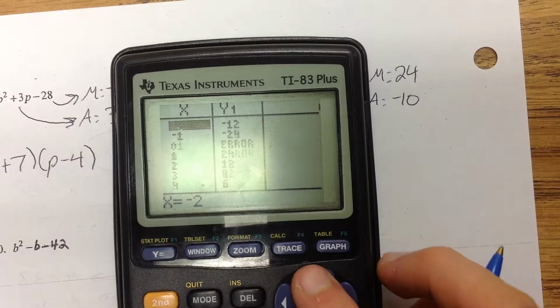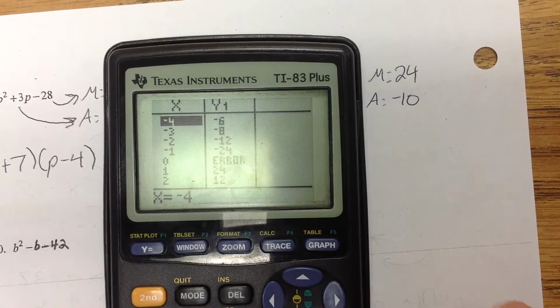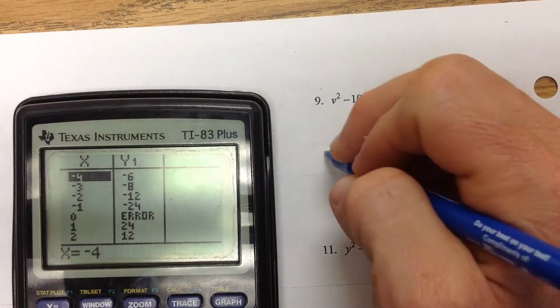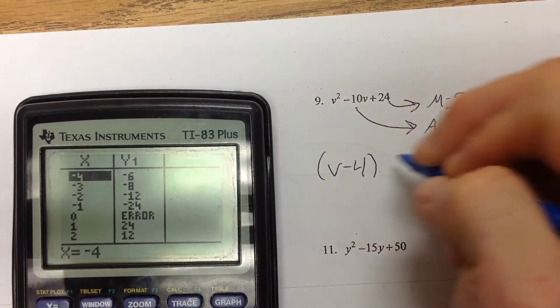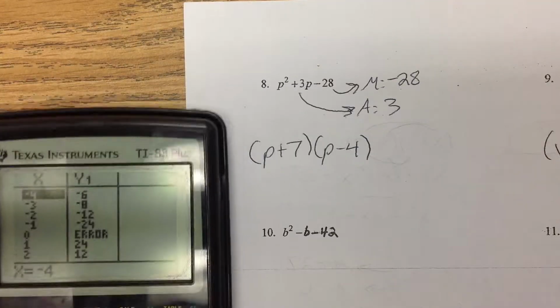Negative 2 and negative 12, nope. Negative 3 and negative 8, nope. Negative 4 and negative 6, yep, those will work. So this is v minus 4, v minus 6.